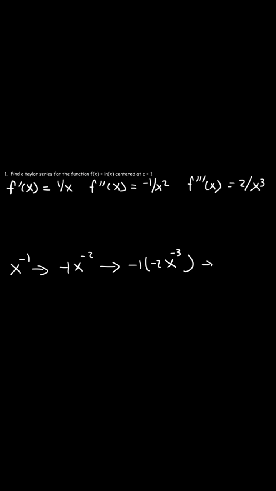And then to find the fourth derivative, it's going to be negative 1 times negative 2, that's positive 2. And then we need to take the derivative of x to the negative third power. So that's negative 3 x to the negative 4. So the fourth derivative is negative 6 divided by x to the fourth power.